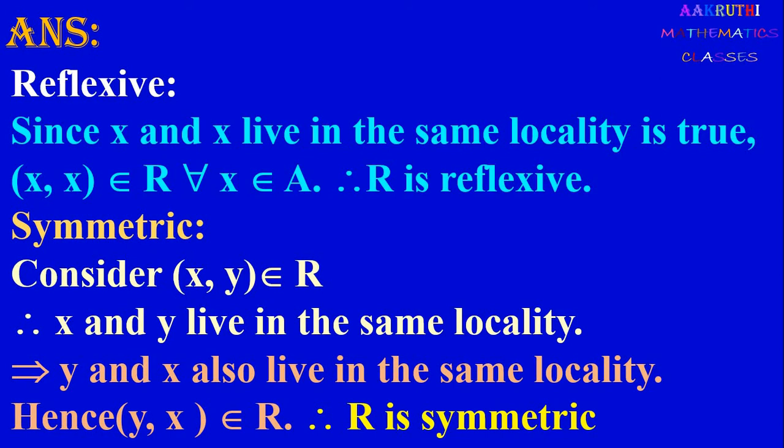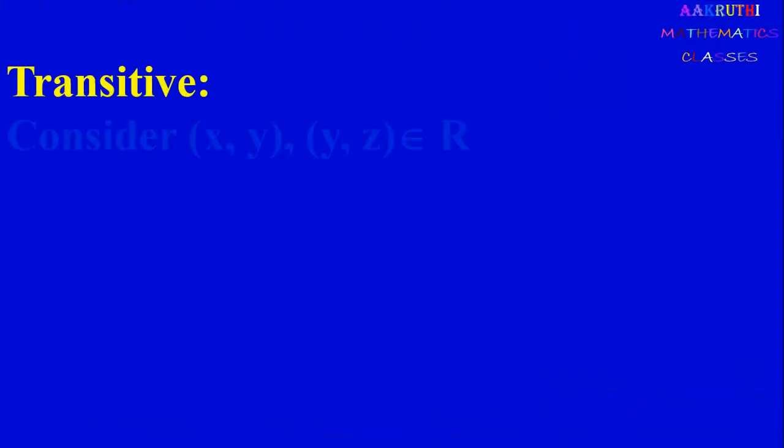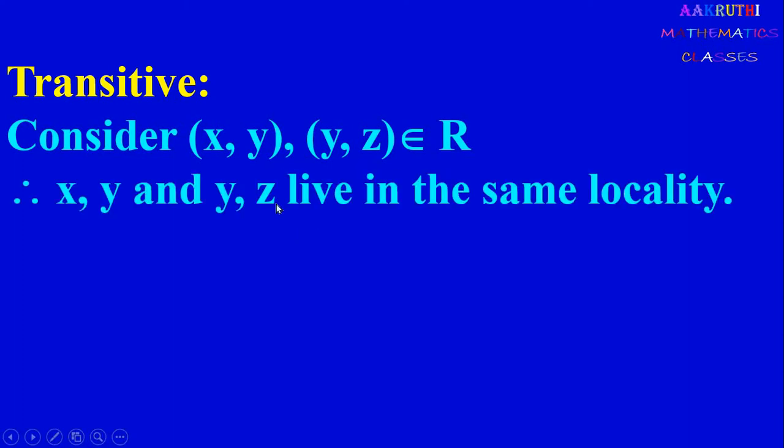Therefore R is symmetric. So if x and y live in the same locality, y and x also live in the same locality. So therefore (y, x) belongs to R. So therefore R is symmetric. So next it is transitive. Now we consider (x, y) and (y, z) belongs to R. That is, x and y live in the same locality and y and z live in the same locality.